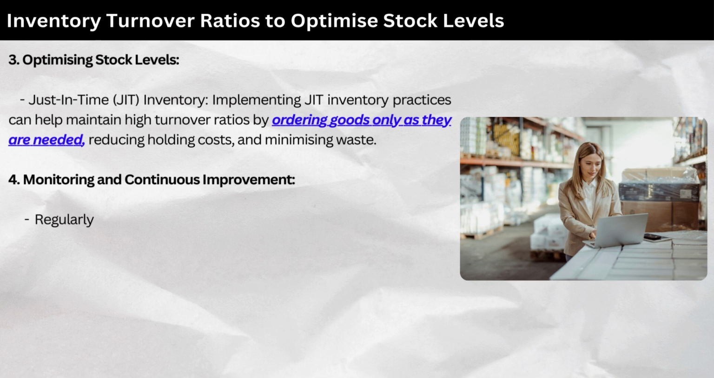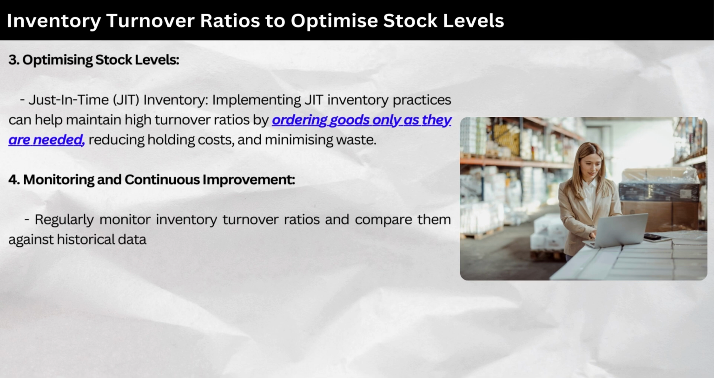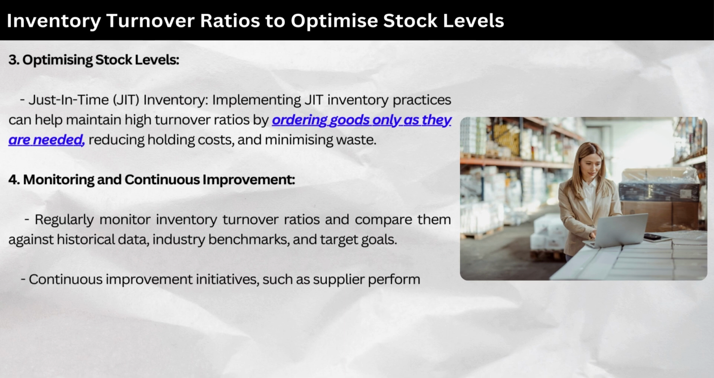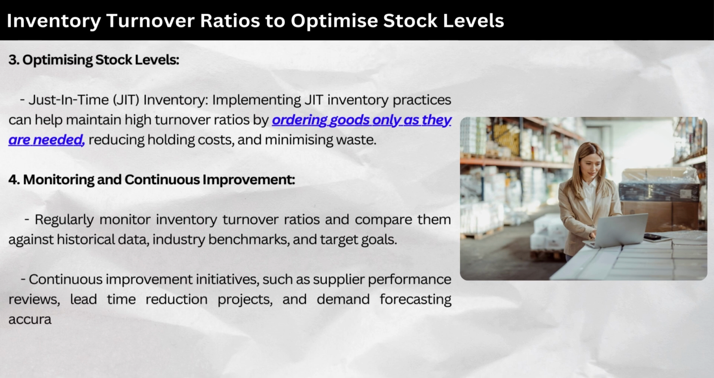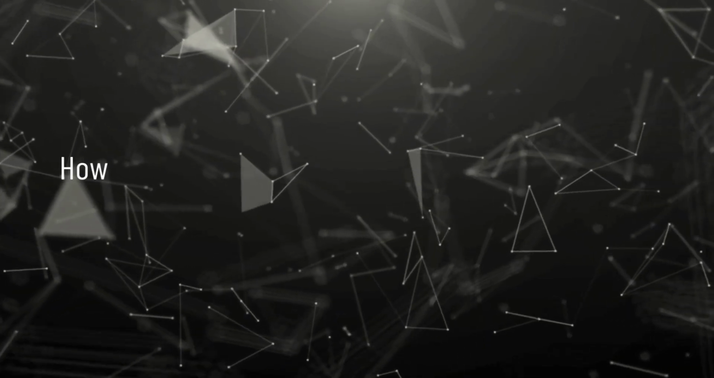4. Monitoring and continuous improvement. Regularly monitor inventory turnover ratios and compare them against historical data, industry benchmarks, and target goals. Continuous improvement initiatives, such as supplier performance reviews, lead time reduction projects, and demand forecasting accuracy improvements, can help maintain optimal inventory levels.